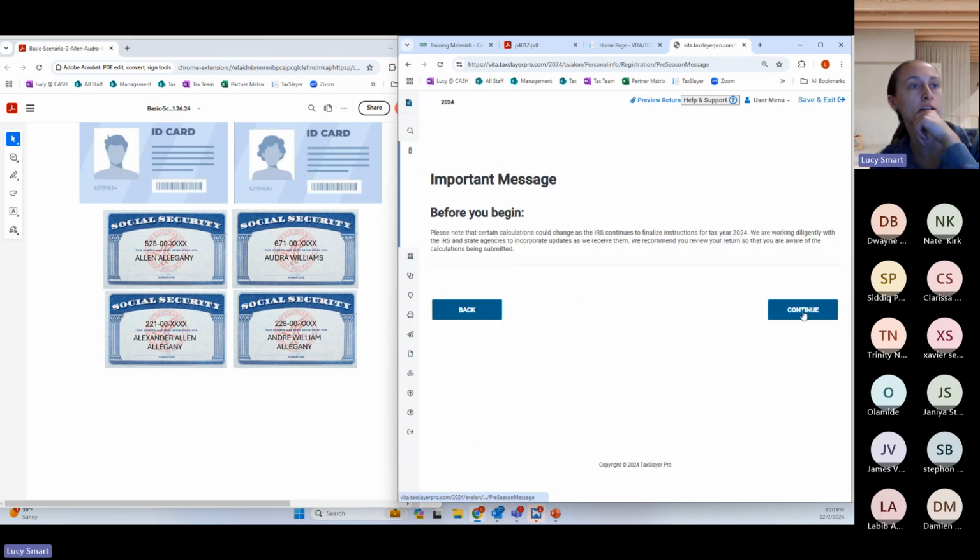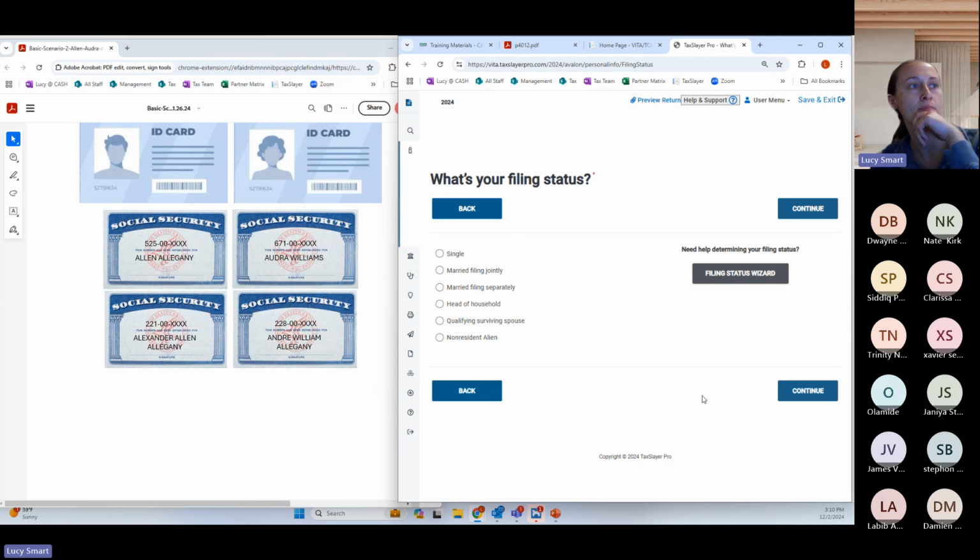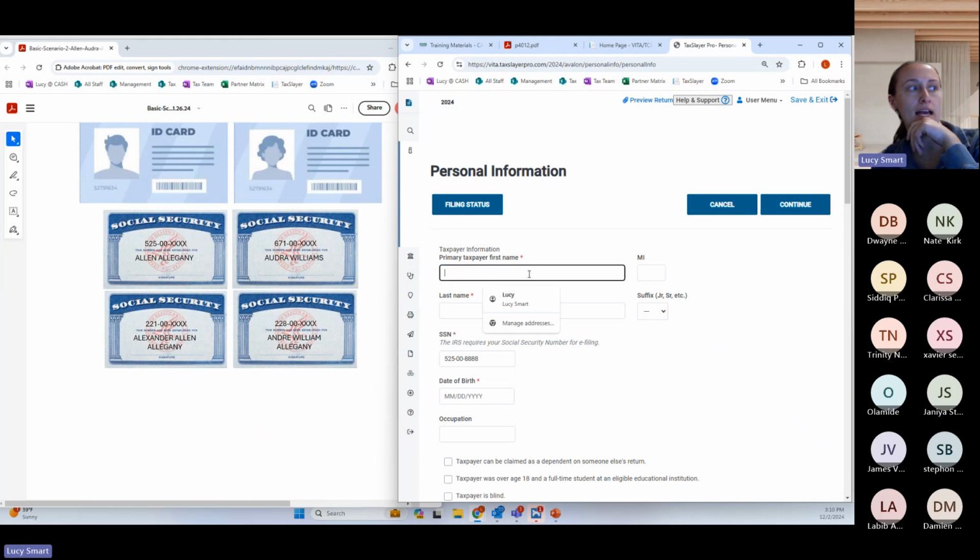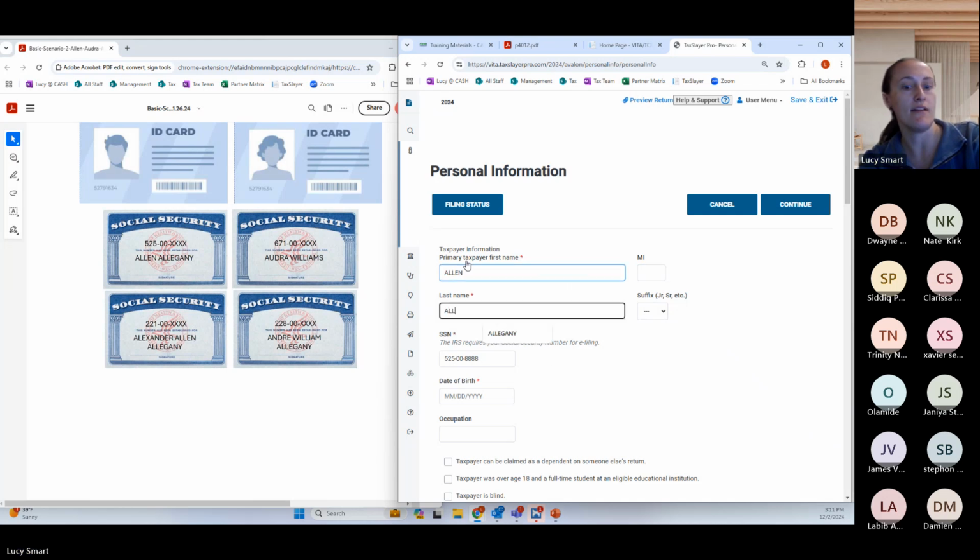Okay, that's just our warning that they're still working on the software. We'll skip it. We already know our filing status is married filing jointly. Then we need to enter in basic information. Remember, for the names, enter them exactly as they appear on the tax return. I'm going to put Fellows right here so that I know that this is the one I completed with you guys, but obviously that's not his name.